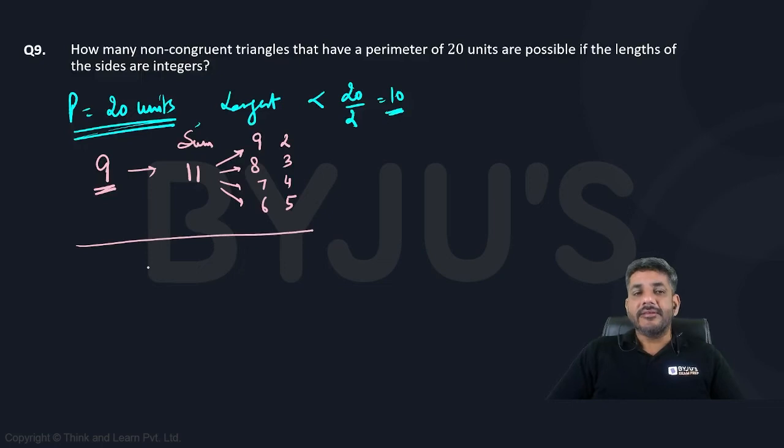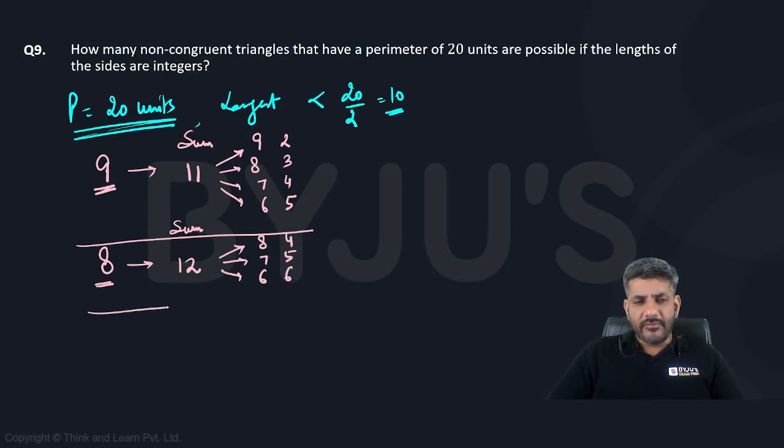So you can't take any side as more than 9. Then make the second case. What if the largest side is 8? If the largest side is 8, sum of the other two sides is equal to 12. In that case, sum of those two sides, which is 12, is 8 and 4, 7 and 5, or 6 and 6. Right? These are the only three possibilities which can be found.